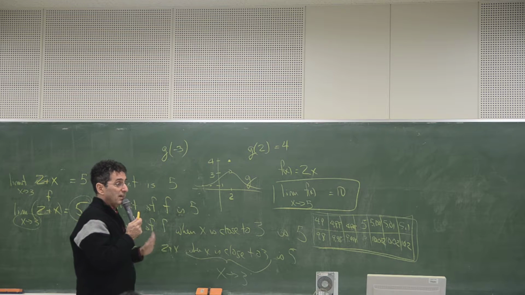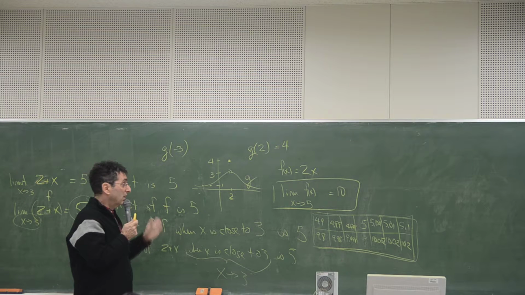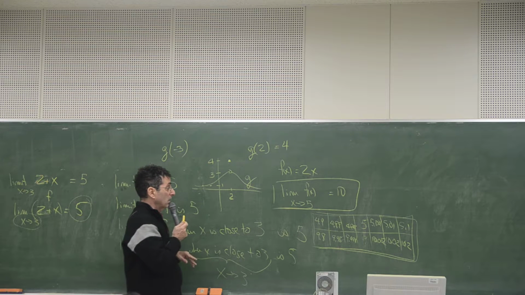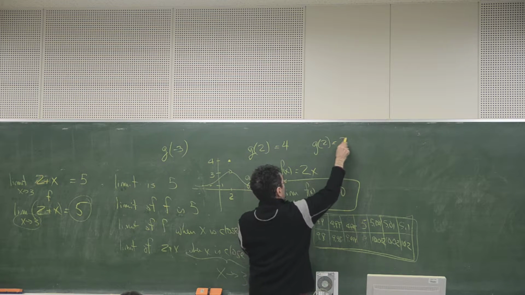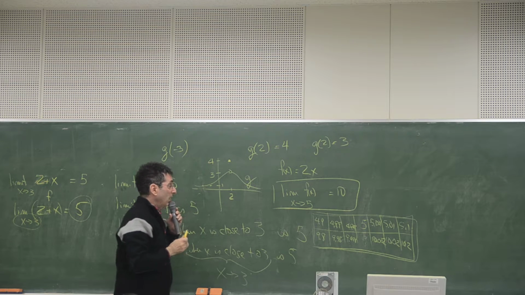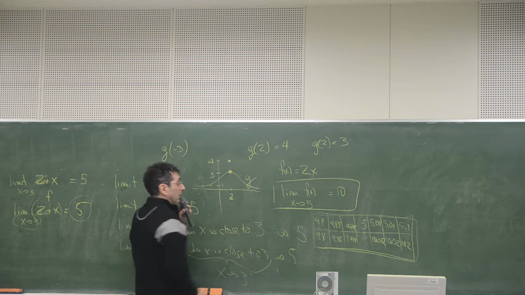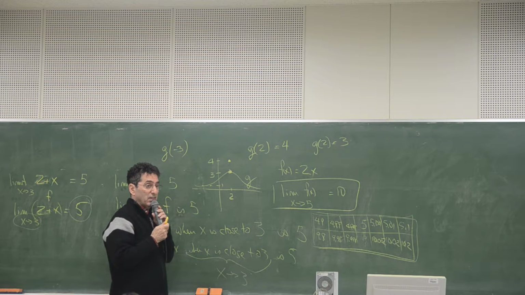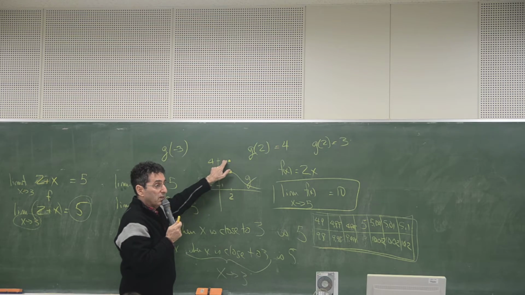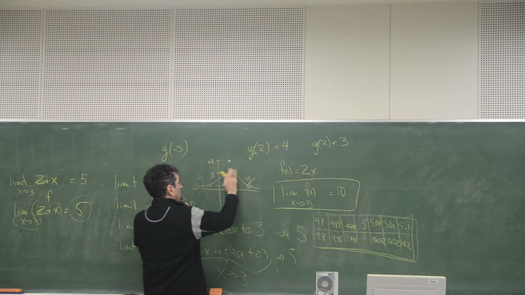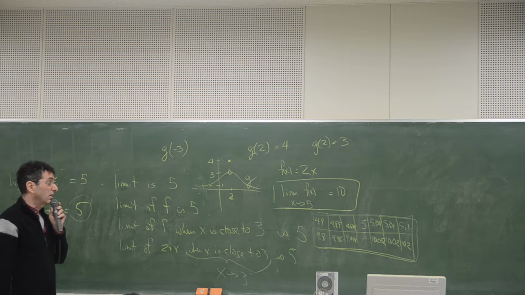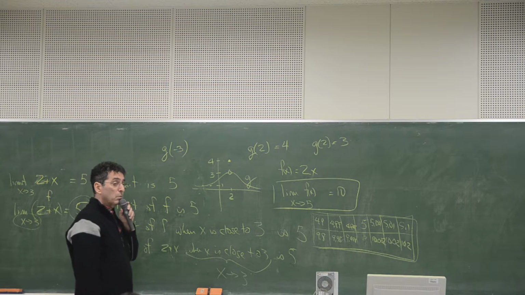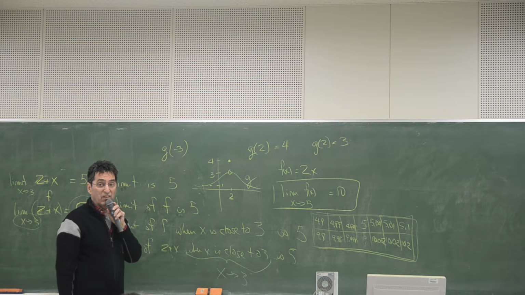Okay? But it is a function, right? Because there's no place where g of 2 is 4 and 3. I'm not saying that. If I filled this in, then that's not a function, because g of 2 is 3 and 4, that's no good. But I didn't draw that, I drew that. So it is a function. Even though it's a weird looking function, it is a function.